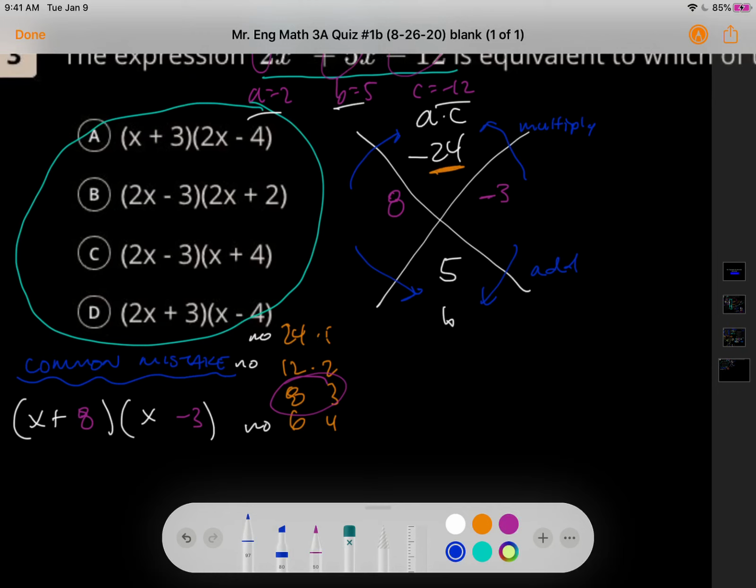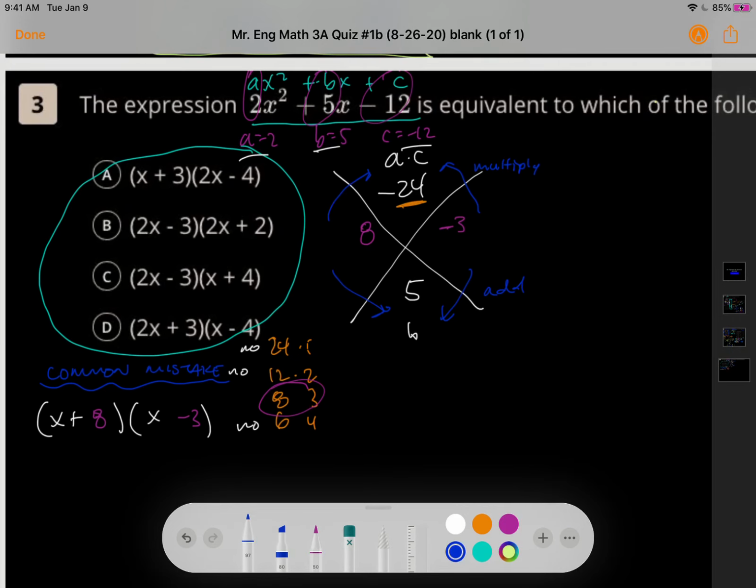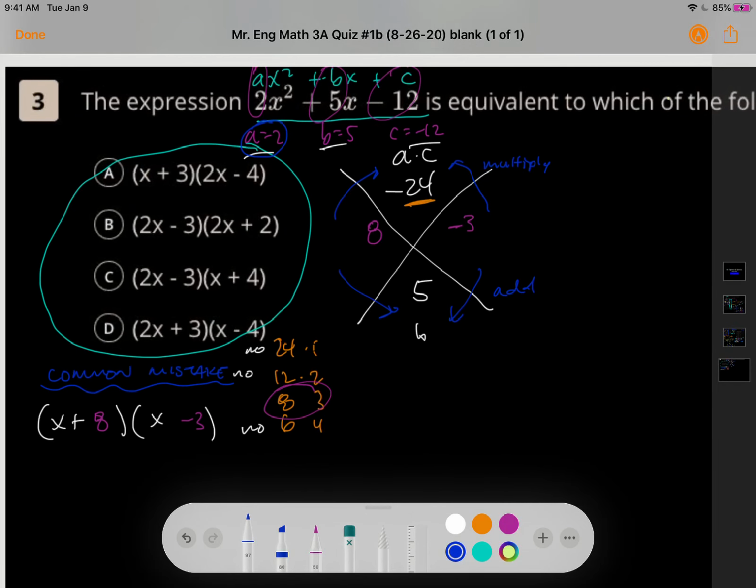Why is this a common mistake? The student used the x method to factor, but if you could put your finger on it, the mistake they're making is that your a value is 2. Okay? What does that mean? You have to use the x and the box.